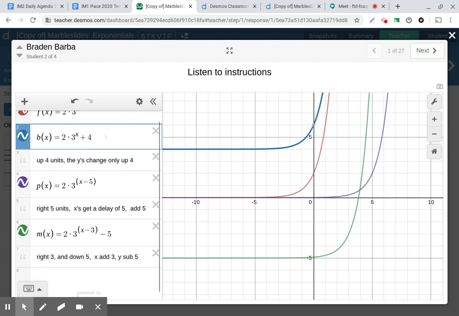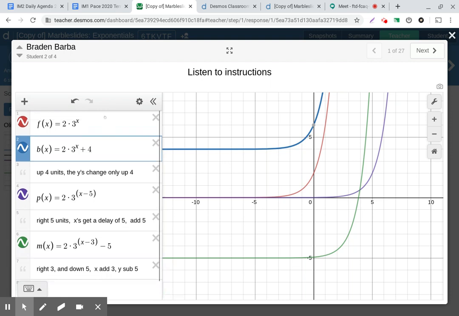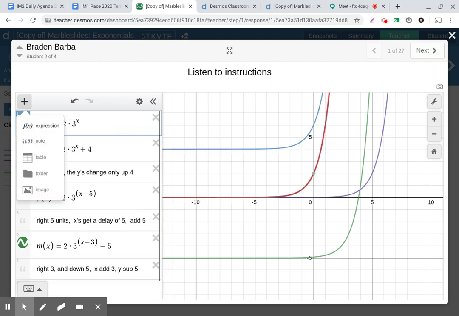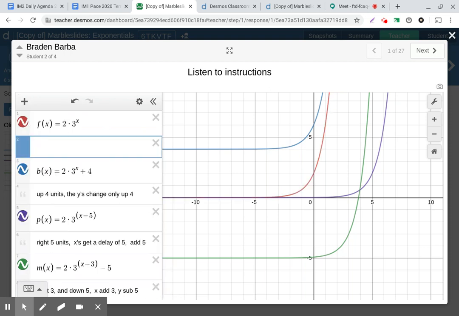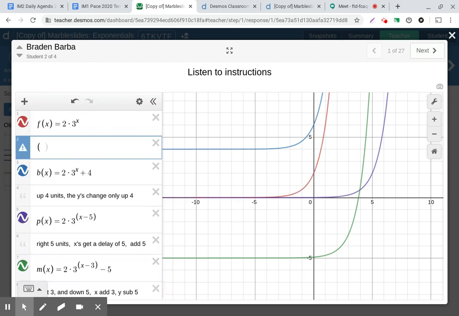All right, guys. Let's do one more thing. Underneath the F, can you put plus and then put expression? And let's see, Ethan, can you give me a coordinate on F? Any coordinate that's kind of easy. You got to give me the X and the Y.